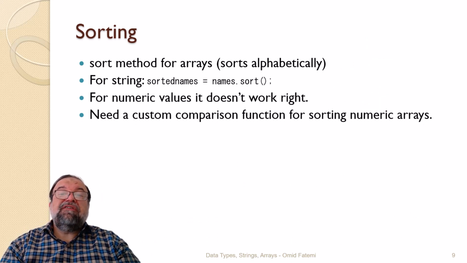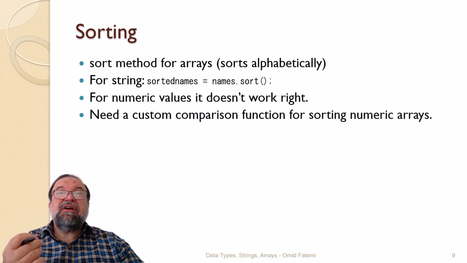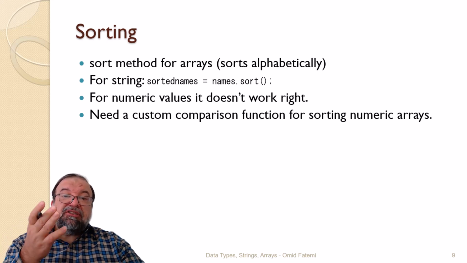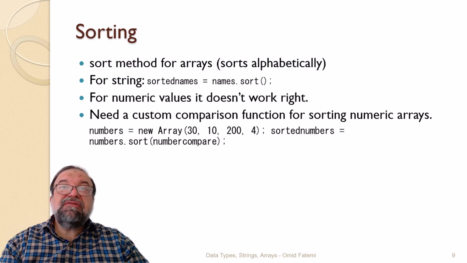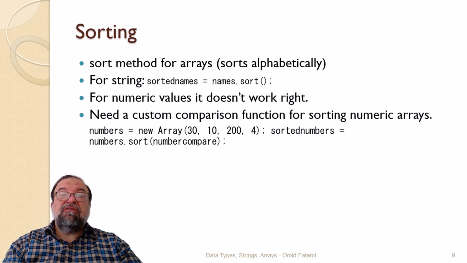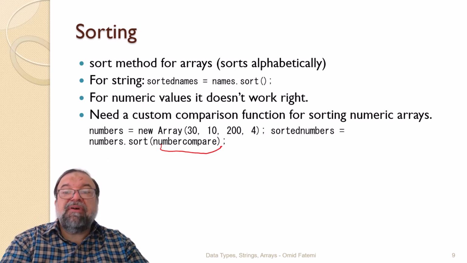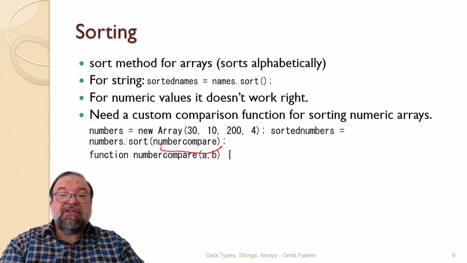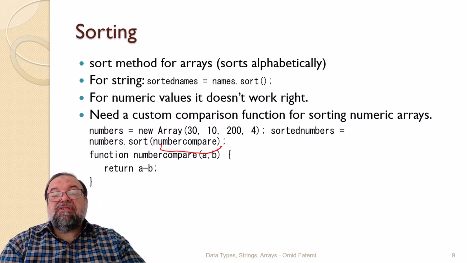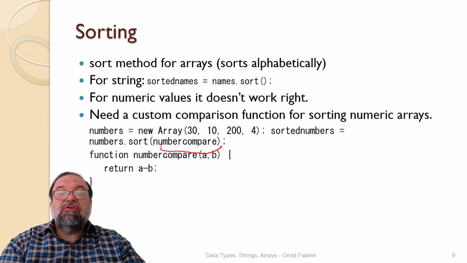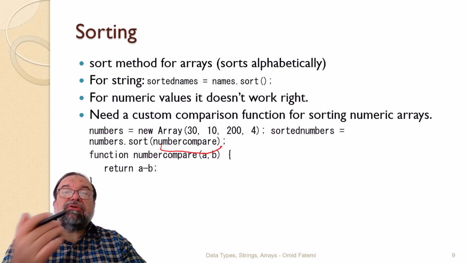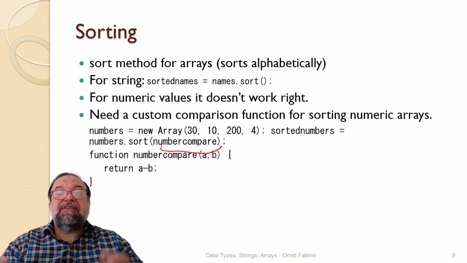So what to do if we want to sort an array of numbers? We could define a comparison function by ourselves and tell JavaScript to use this function for sorting. For example, we define a function called number compare, which is just the subtraction of a and b, and we use this function for sorting. Then it works great. It works numerically correctly.